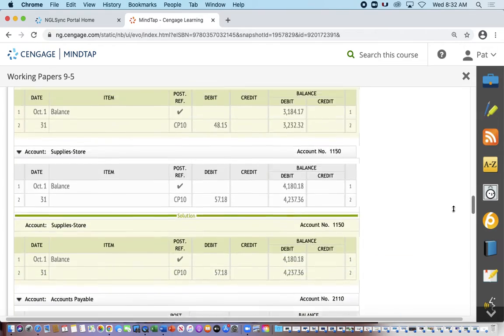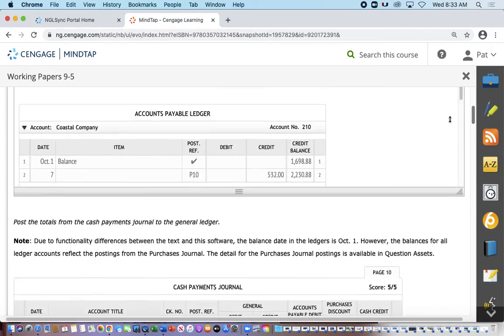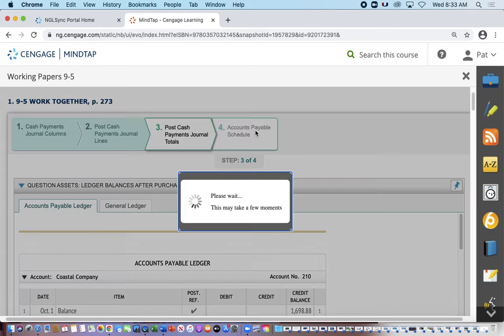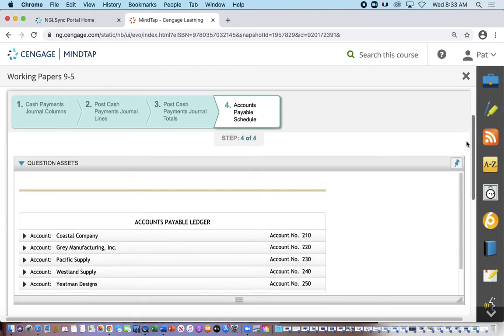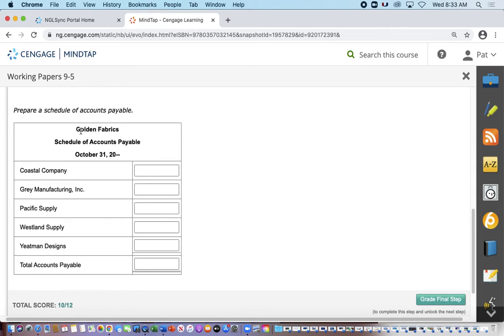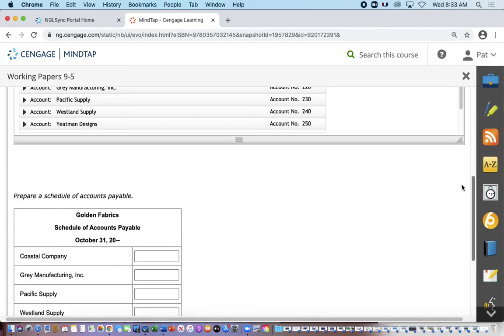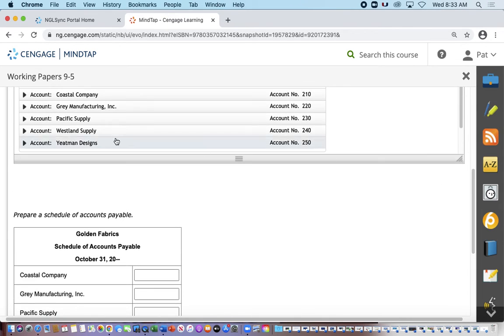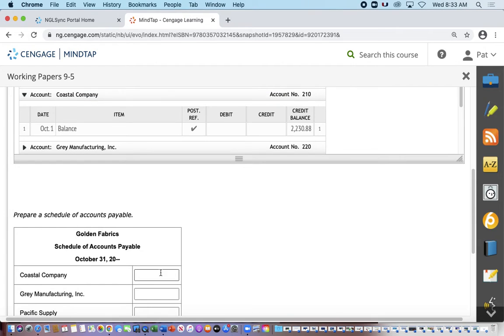Still okay? All right. Let's go to the last part. The schedule of accounts payable. We don't even have to type it in. It says who, what, when's already typed for us. The companies in the subsidiary account of a ledger of accounts payable is in alphabetical order. So all we got to do is punch in the numbers. So we just put the balances. 223088. You guys know what you're doing here.